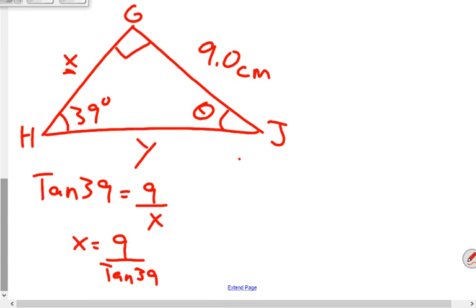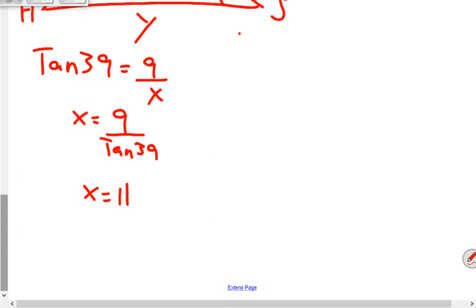Oh, 1.01. That's not right. Do they want all sides? Huh? Do they want all sides? Yes. So what'd you guys get for an answer for x? 11.1. Cool. 7 meters.